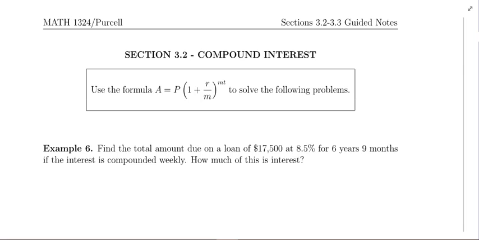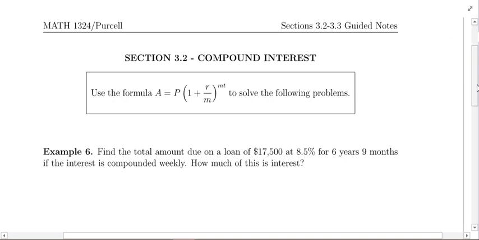So at the top of page 6, this is telling you that we are going to specifically focus on compound interest, and it tells you for the following problems, use the formula A equals P times (1 plus R over M) raised to the M times T to solve each of the following problems, okay? All right, so let's take a look at example 6, okay?